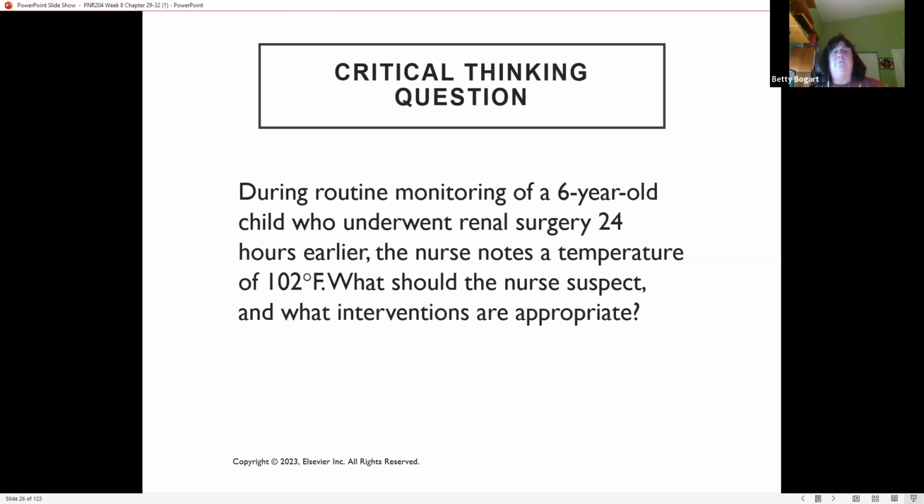So here we are, routine monitoring of a 6-year-old child who underwent surgery 24 hours earlier, and the nurse notes a temperature of 102. What should the nurse suspect and what interventions are appropriate?